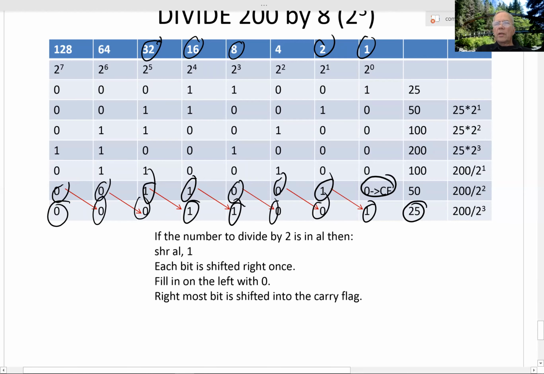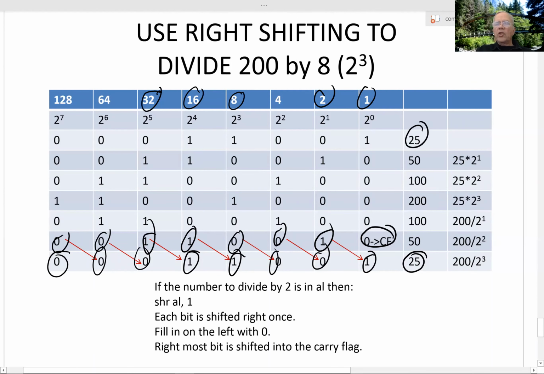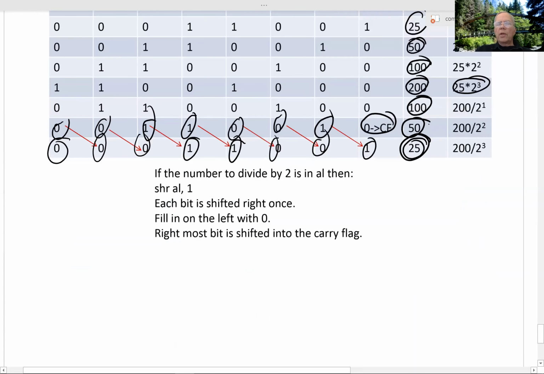So we started up here with 25, did left shifts to double the number. With each left shift we doubled the number. So 25 became 50, did another left shift, became 100, did another left shift, became 200, which is the same as 25 times 8 or 25 times 2 to the 3. Then we started doing right shifts to divide by 2. So the 200 becomes a 100. Another right shift, the 100 becomes a 50. Another right shift, the 50 becomes a 25, and we're right back where we started. So we've done dividing by shifting right.